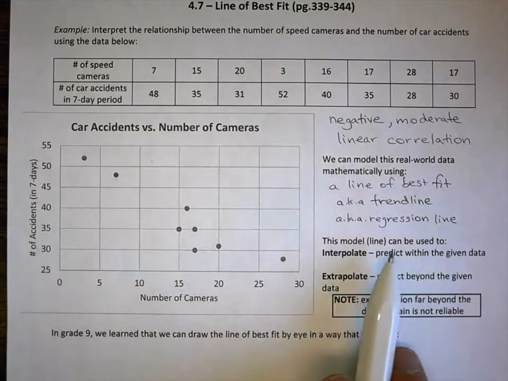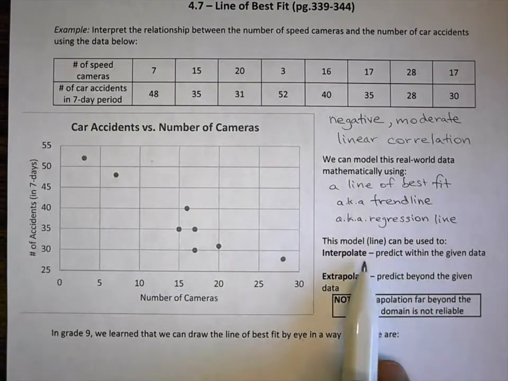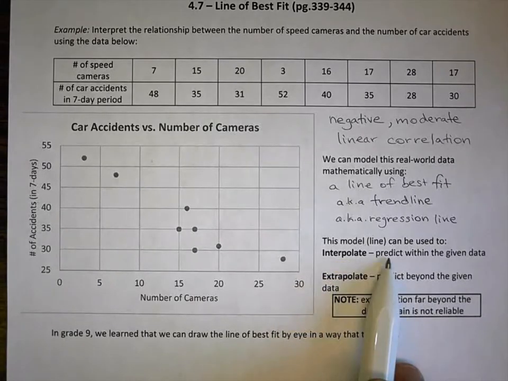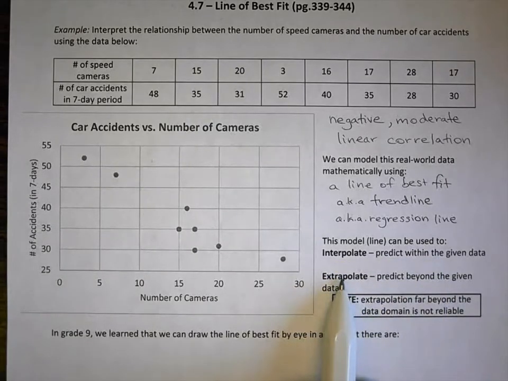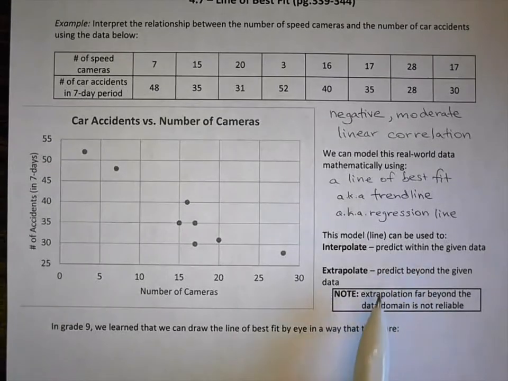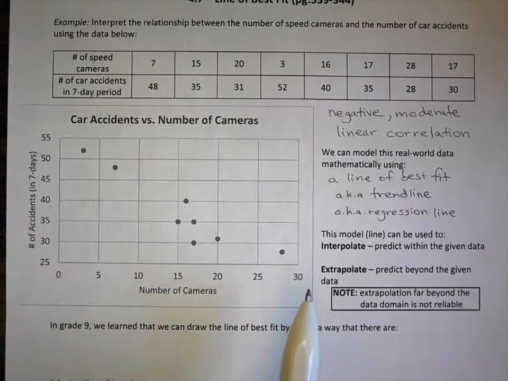Once we have the equation of a line, we can use it to make predictions. Interpolation, or interpolate, is when you make predictions within the data, and extrapolate is when you make predictions beyond the given data. We'll come back to that.